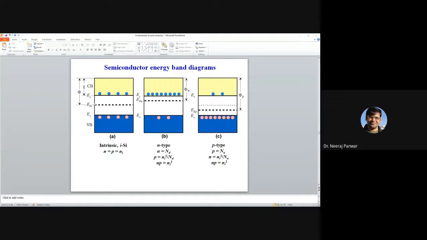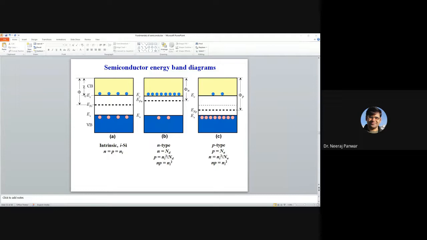But this definition is valid for metals in which we have electrons at the Fermi level. In case of semiconductor, we don't have any electron at the Fermi level, so this quantity is not so important. It is just to tell you that this much is the work function for semiconductor. The important quantity for semiconductor is this chi.